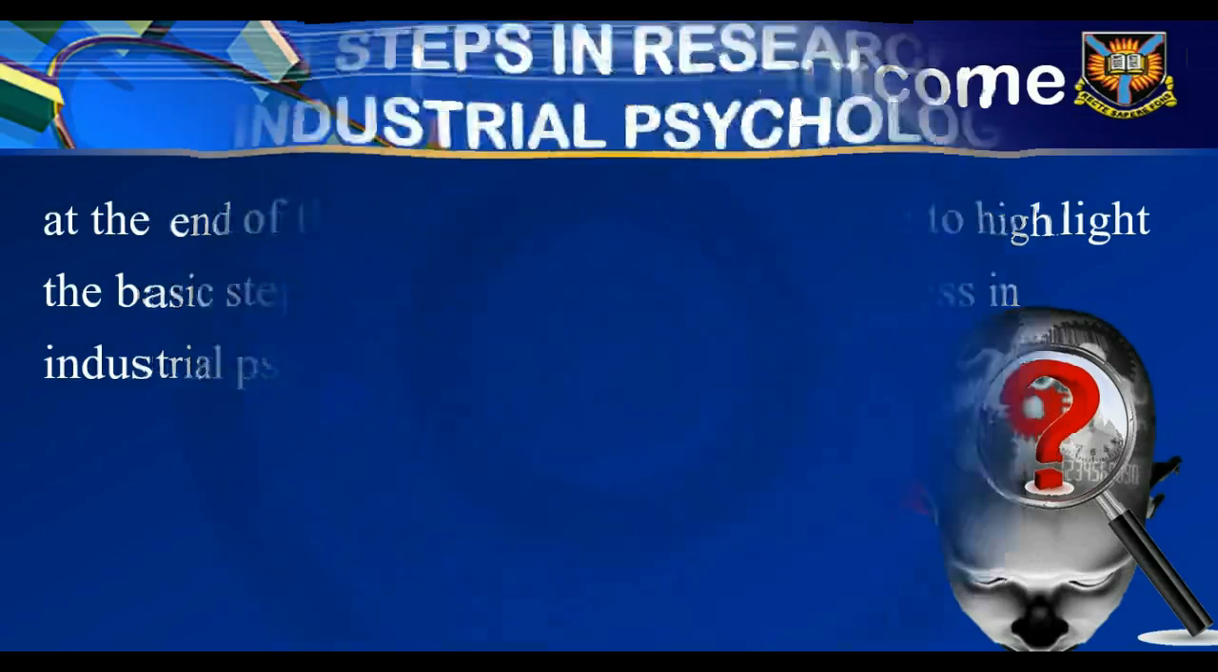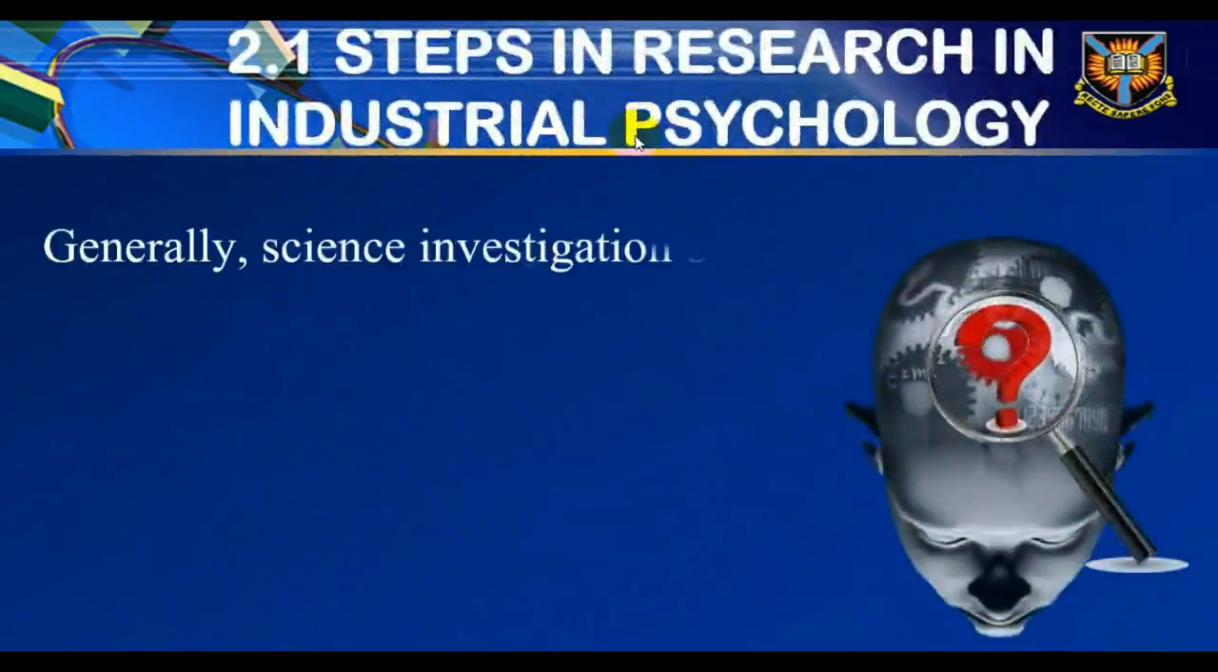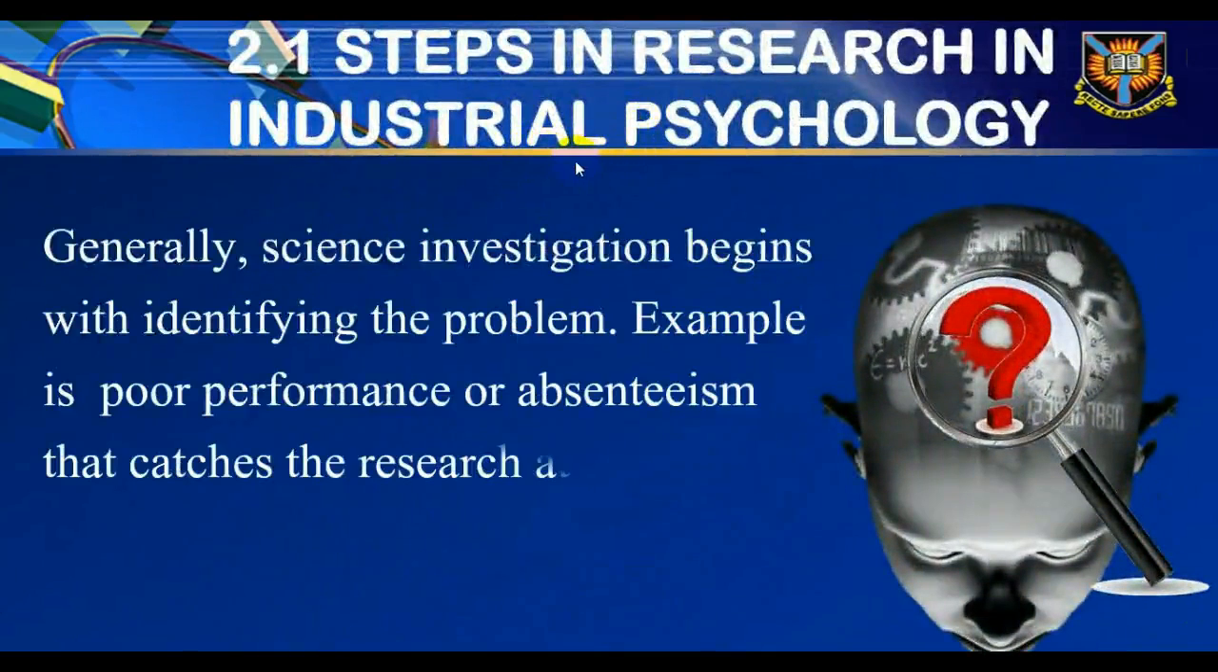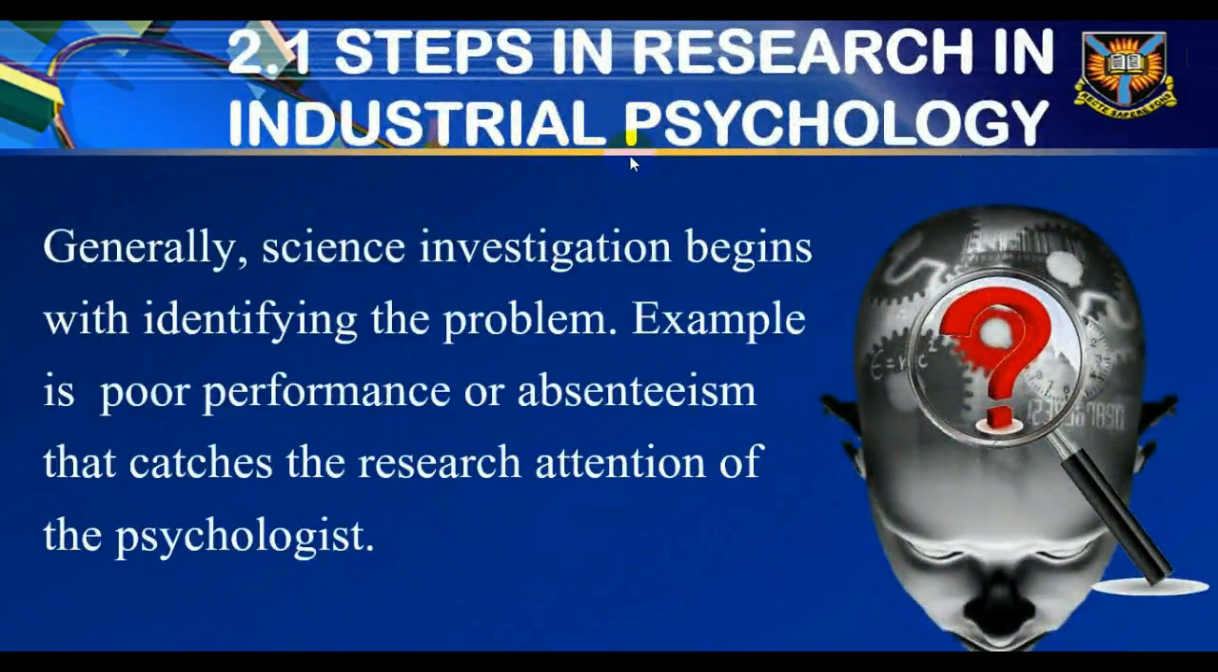Steps in research in industrial psychology. Research in industrial psychology is hinged on science, and this makes it replicable. In general, such investigations begin with the identification of the problem or an observed behavior, e.g., poor work attitude, poor performance, or absenteeism that constitutes a problem or catches the research attention of the industrial psychologists.